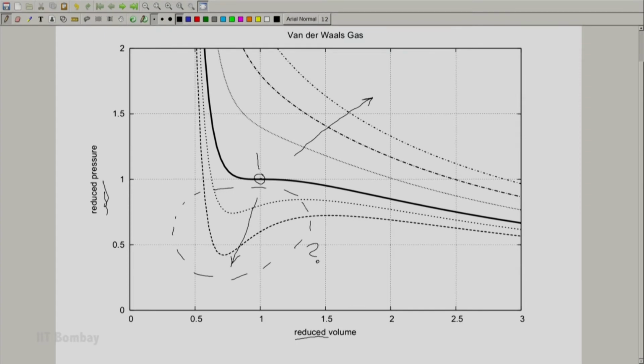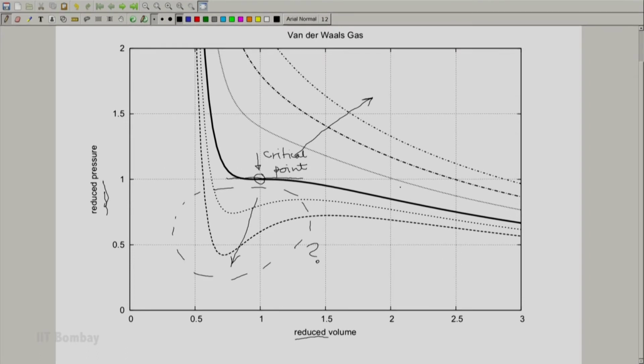Let us come back to this point. This point is on a given isotherm, a particular isotherm, where here we neither have a minimum nor a maximum, but this is a situation which is an inflection point. That is, if you take a tangent to the isotherm, the tangent is horizontal and the tangent crosses this line. This point is known as the critical point.